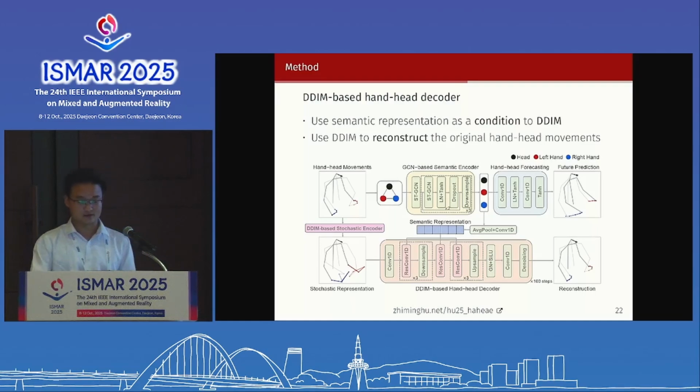After this, we get a stochastic semantic representation of the hand-head behavior. We also have a stochastic representation from the signals. After this, we have the semantic representation and the stochastic representation. We use a DIM-based hand-head decoder that can reconstruct the original signals based on the semantic and stochastic representations.